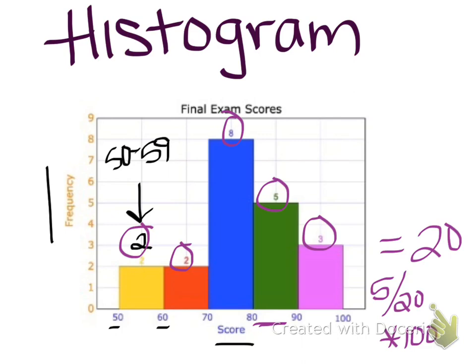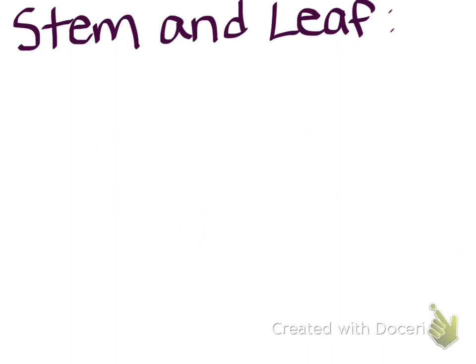Beyond that, that's pretty much it with the histogram. We're going to look at some more stuff with the histogram, but not quite yet. First, we're going to look at a stem and leaf plot.